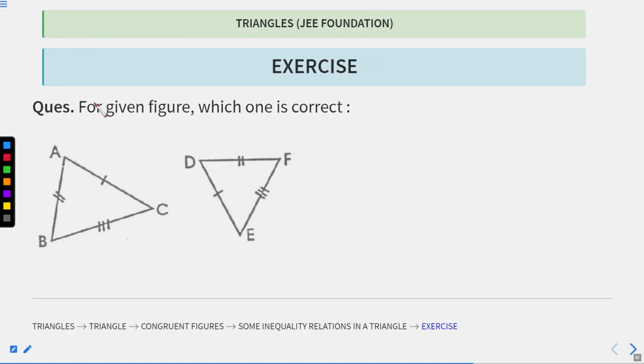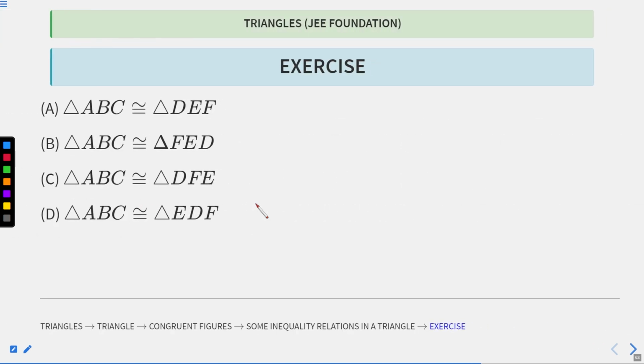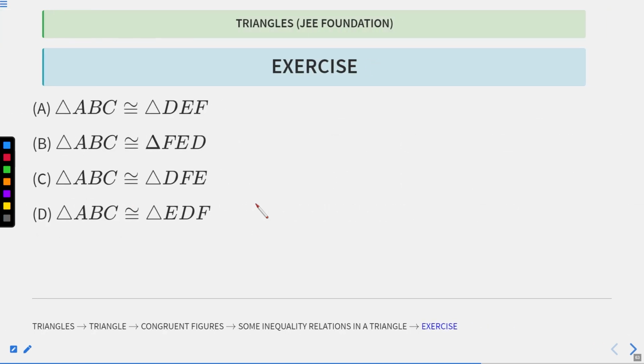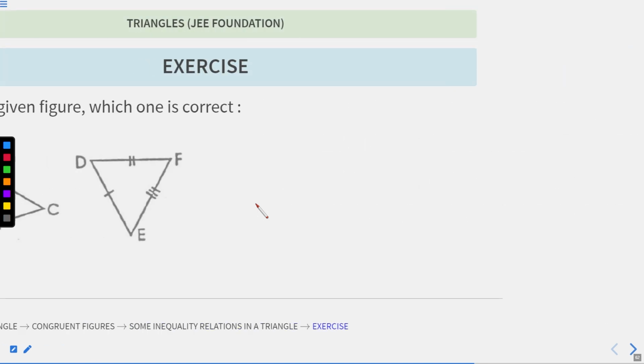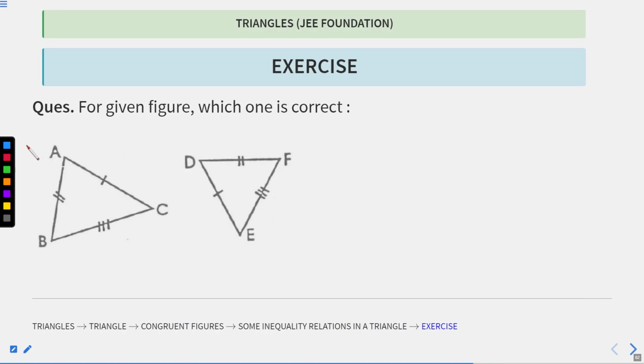Now, for the given figure below, which one is correct? We are given options, so let's see what options we are given. From the options we need to say which is the correct way to say that two triangles are congruent.